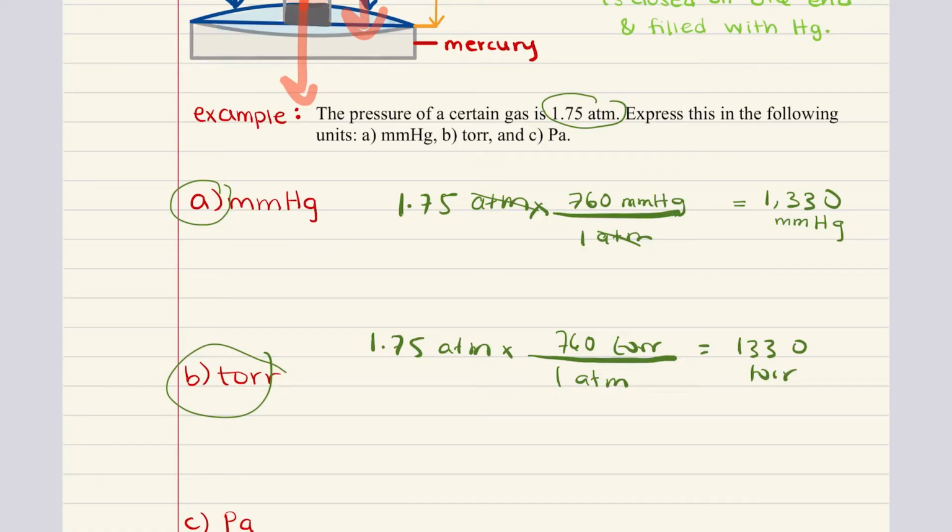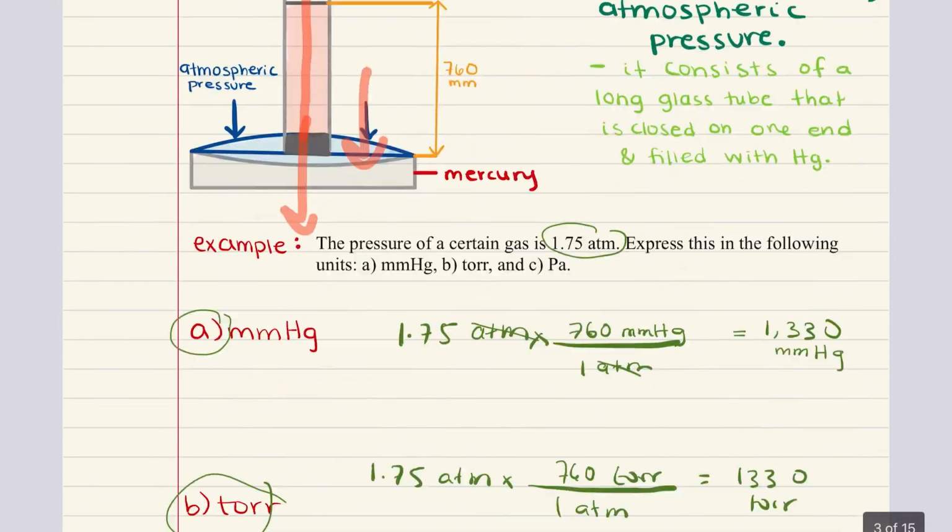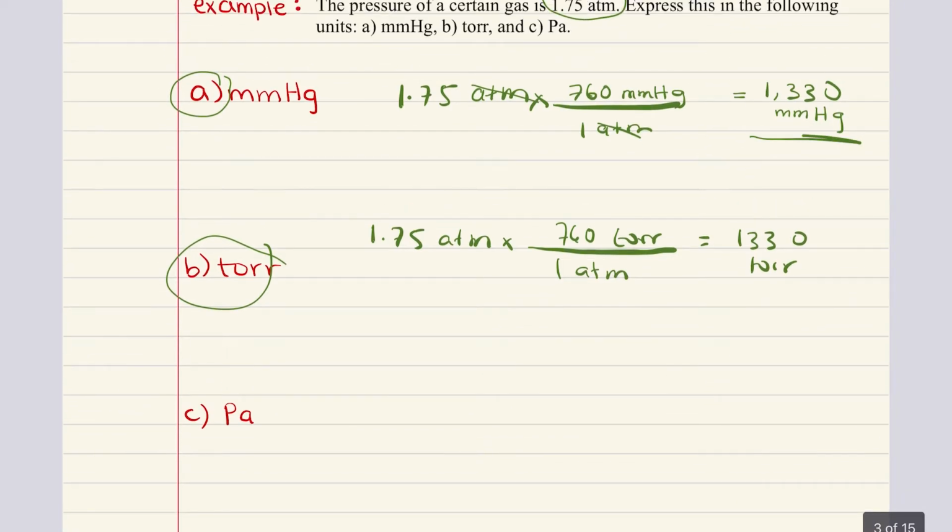Something else that you could have caught on is that we know that 1 millimeter of mercury is equal to 1 torr. So if we calculated the units in millimeters of mercury to be 1,330, that's going to be exactly the same in units of torr, because 1 torr equals 1 millimeter of mercury. All right, so that's another way that you could have done this if you caught that conversion early on.